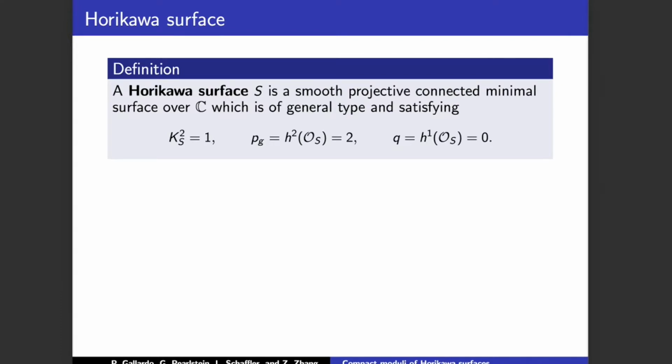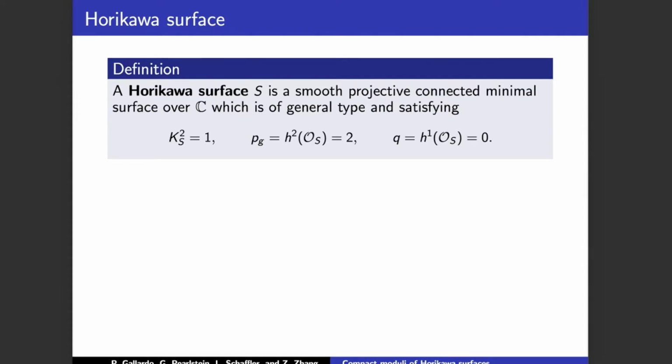I also would like to mention that in the literature, there are other types of Horikawa surfaces for different choices of invariants, K squared, p_g, and q. However, today we will be really concerned with this specific type. So I will simply call them Horikawa surfaces, hoping that we will not get confused.